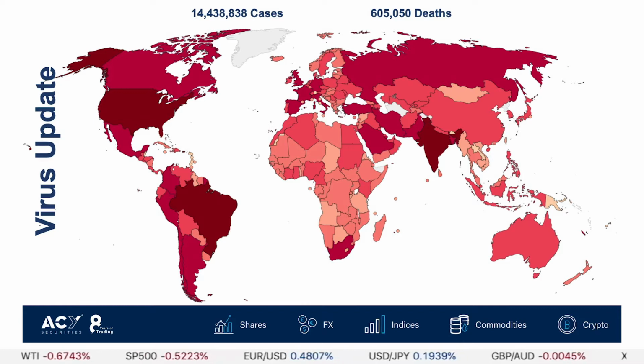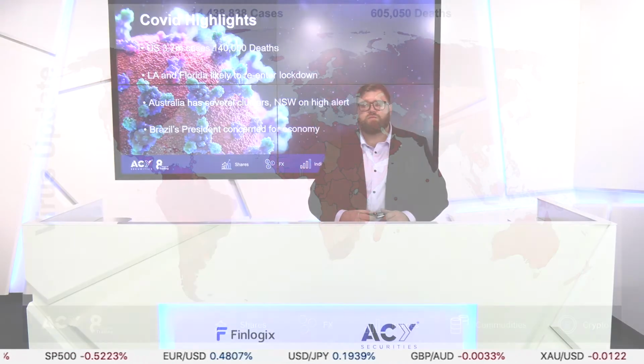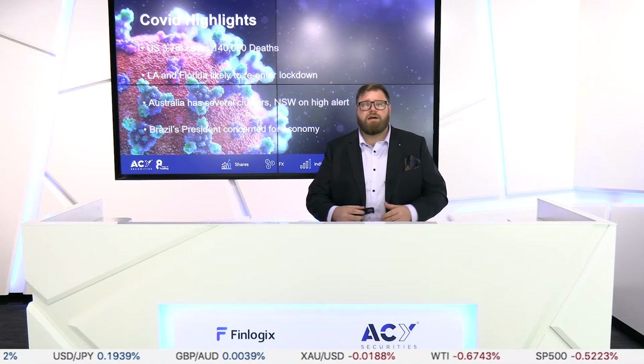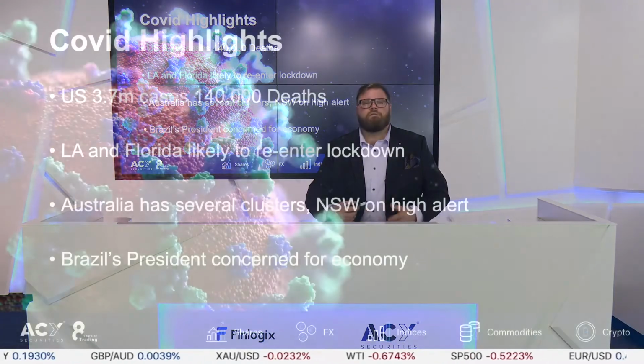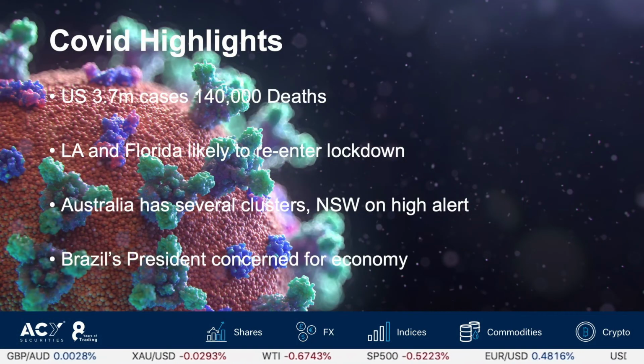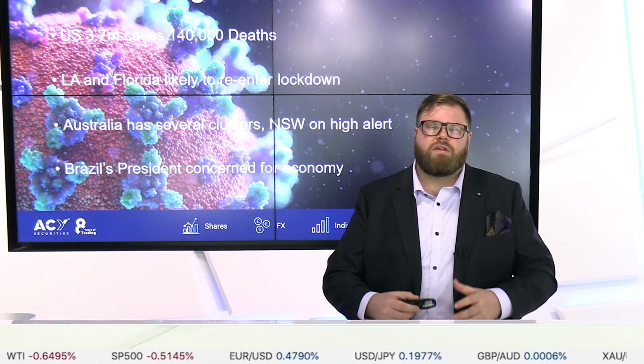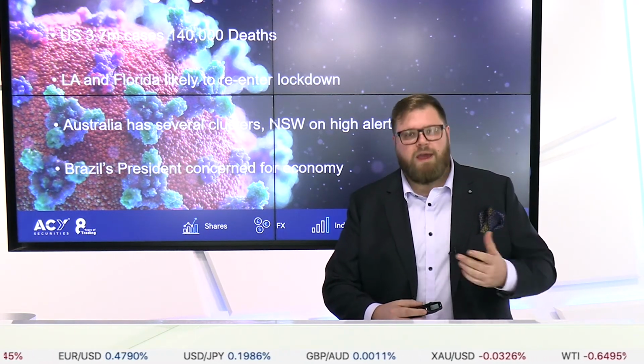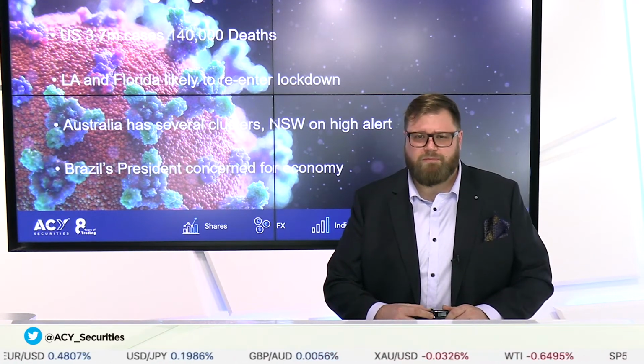And there are a number of focal points just for coronavirus to have a look at as well. The highlights of this really are the US has 3.7 million cases now and 140,000 deaths. So they are really the outliers here. They are at the top of the table, followed very closely by Brazil. We have LA and Florida likely to re-enter those lockdowns, as I said before, but they also have one of the worst positions in the US at the moment in terms of coronavirus, hence the lockdown, but also probably a struggling economy soon to follow.